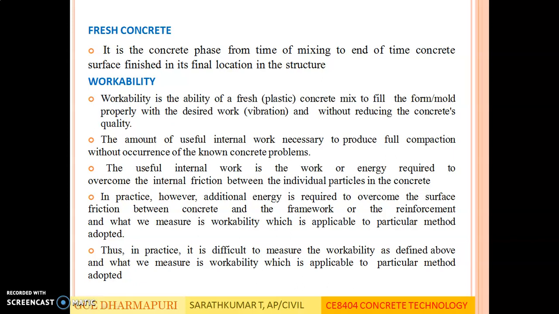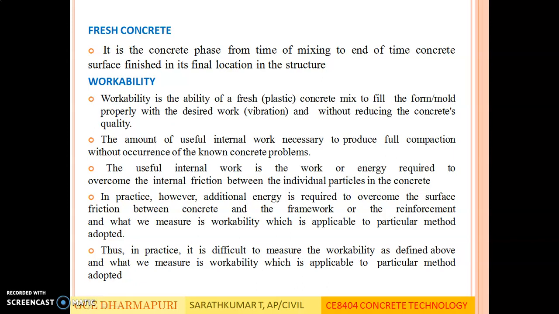The useful internal work is the work or energy required to overcome the internal friction between the individual particles in the concrete. In practice, however, additional energy is required to overcome the surface friction between concrete and the framework or the reinforcement. Thus, in practice, it is very difficult to measure the workability as defined above, and what we measure is workability which is applicable to a particular method adopted.